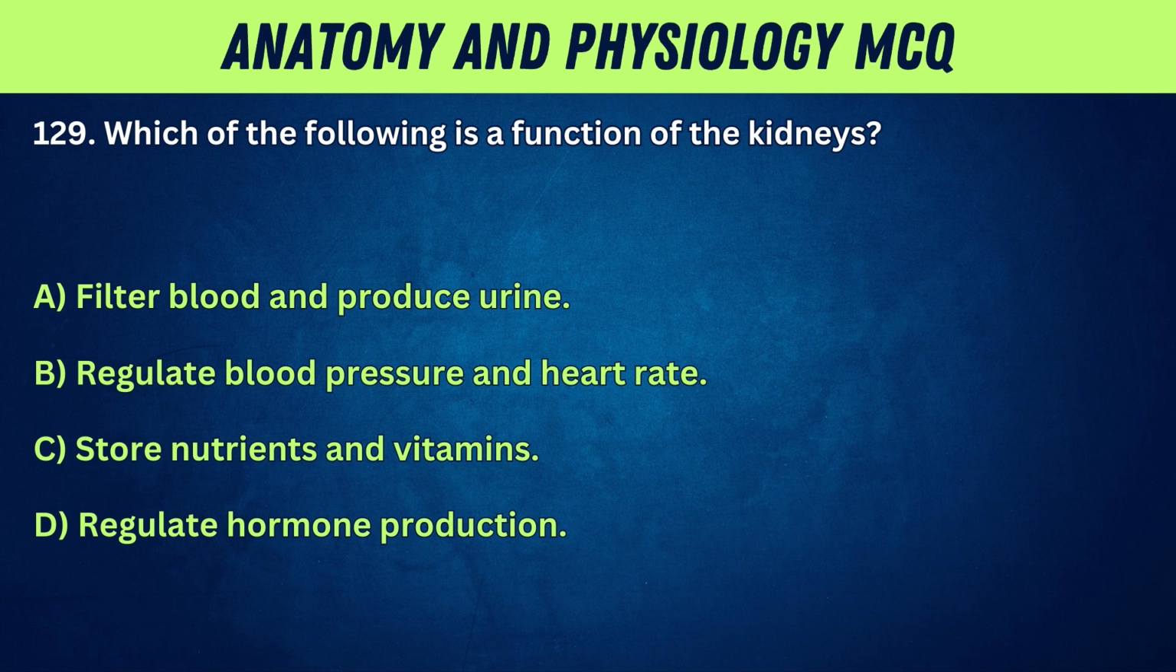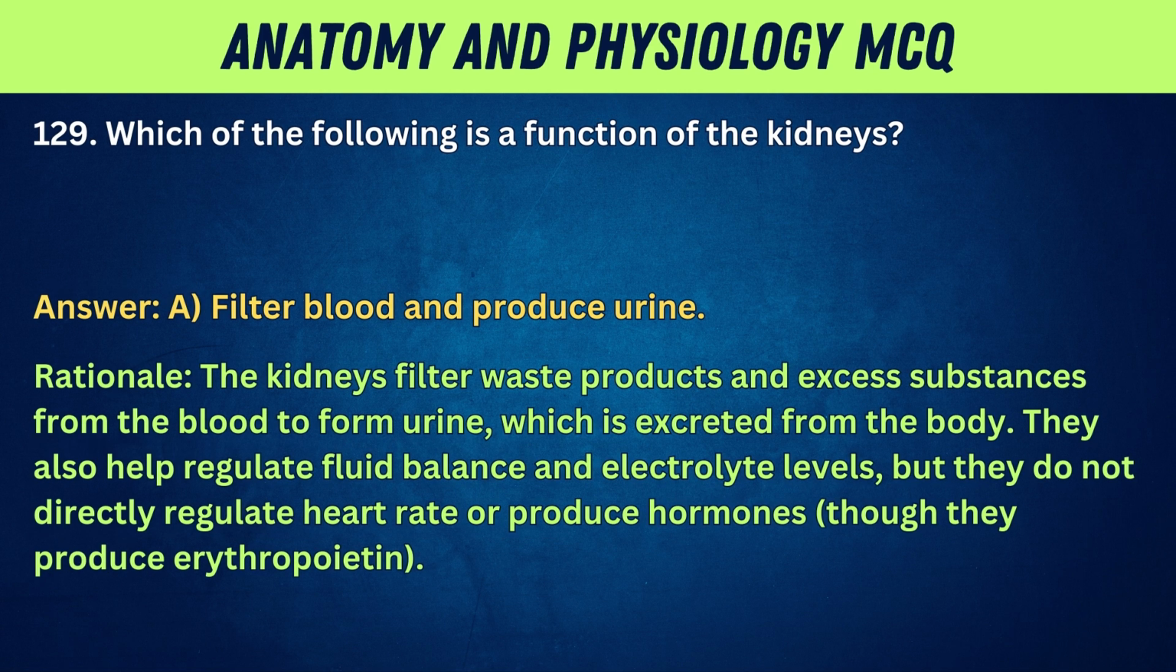A. Filter blood and produce urine. B. Regulate blood pressure and heart rate. C. Store nutrients and vitamins. D. Regulate hormone production. Answer: A. Filter blood and produce urine. Rationale: the kidneys filter waste products and excess substances from the blood to form urine, which is excreted from the body. They also help regulate fluid balance and electrolyte levels, but they do not directly regulate heart rate or produce hormones, though they produce erythropoietin.